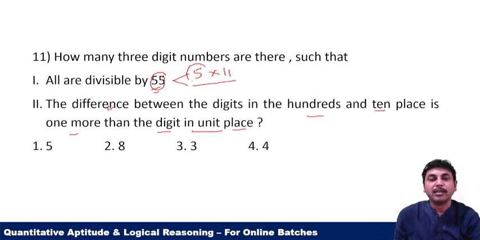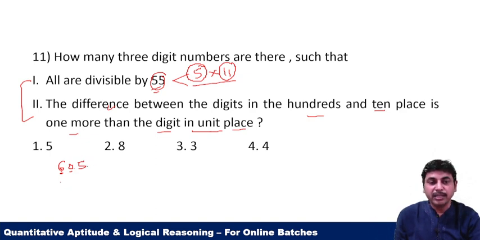Now you know that the numbers which are ending with 0 and 5 are divisible by 5. And for 11, the sum of the alternate digits should be the same. Okay, so this is the first number which satisfies both conditions. That is 605, which is divisible by 5 also, 11 also. And again, the difference between the hundreds place and tens place: 6 minus 0 is 6, which is one more than the unit place.